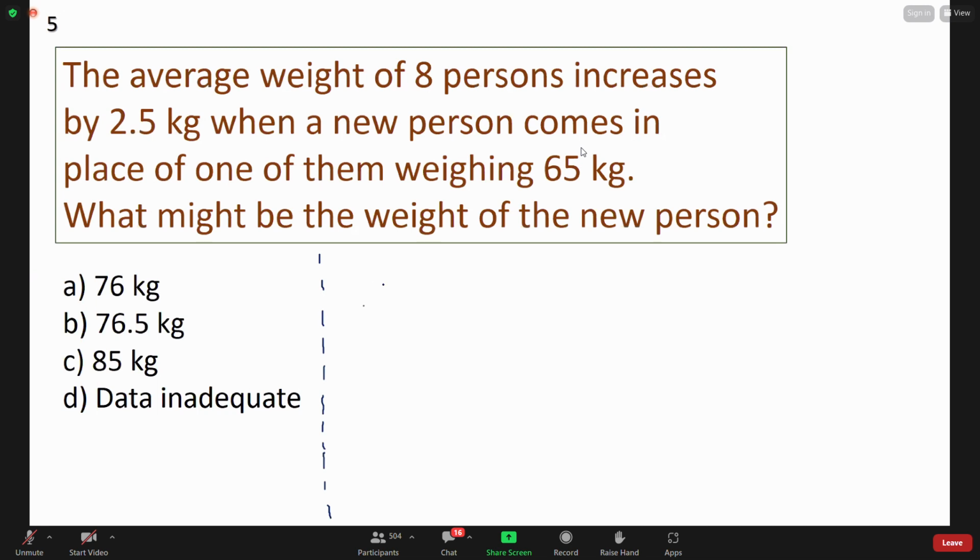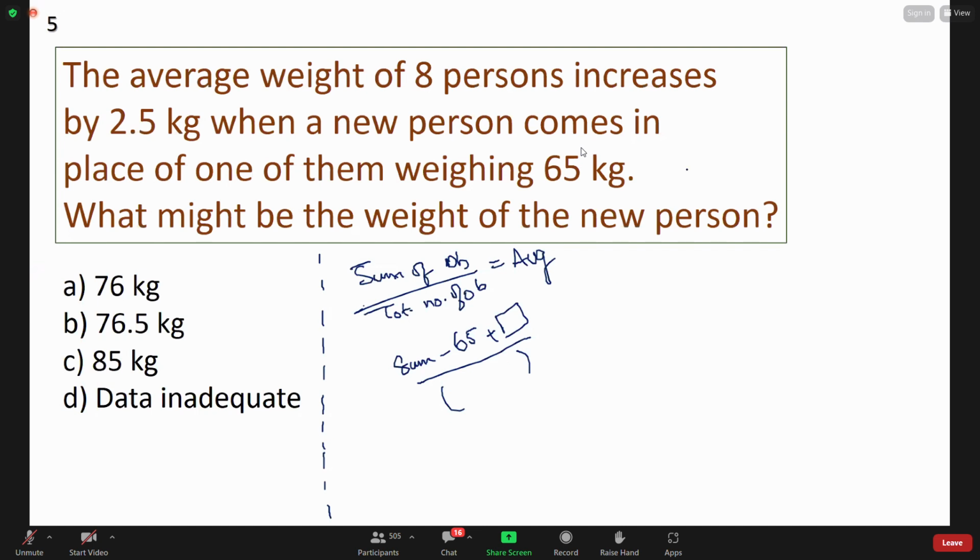What is the average? The general definition: the sum of the observations divided by the number of observations. Out of the total sum, that person with 65 kg has gone out, and a new person with some other weight has come. The total number of observations remains the same, but the average has increased by 2.5. This is what the whole question means. Now, what do you need to find out? You need to find out the new person's weight.